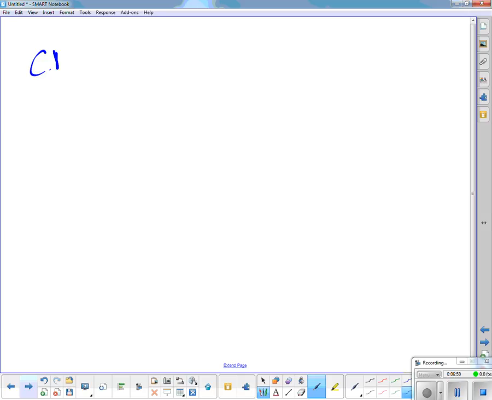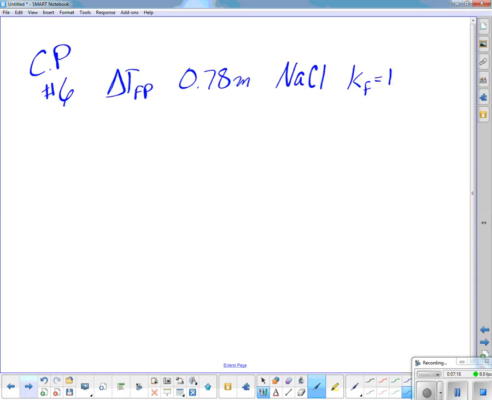Okay, colligative properties, number 6. Read what it says. What is the change in freezing point versus pure water? A 0.78 molality solution of NaCl in water. And it gives you the Kf is 1.86 and assume the i is 2. We could have figured the i is 2 because this will break into Na plus, Cl minus. That means there's 1 plus 1, which is 2 particles.